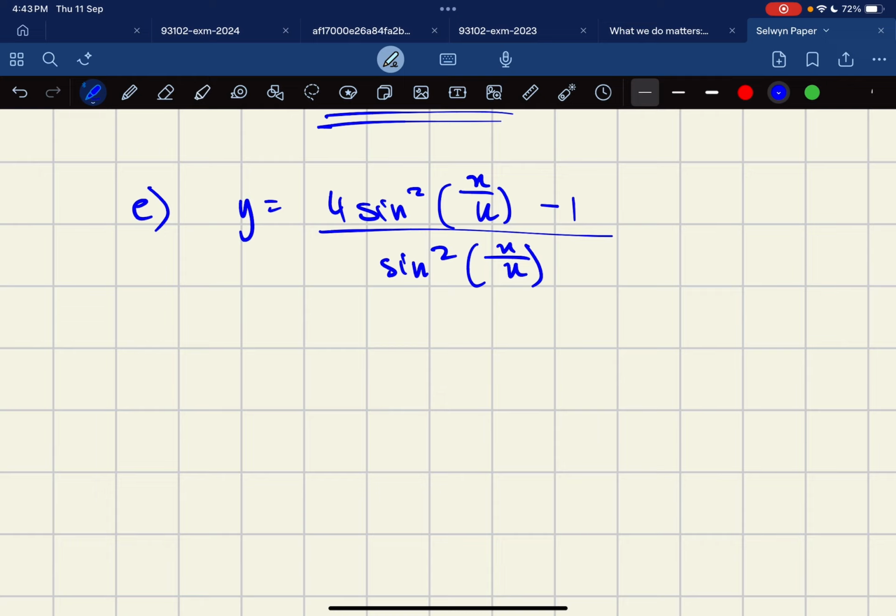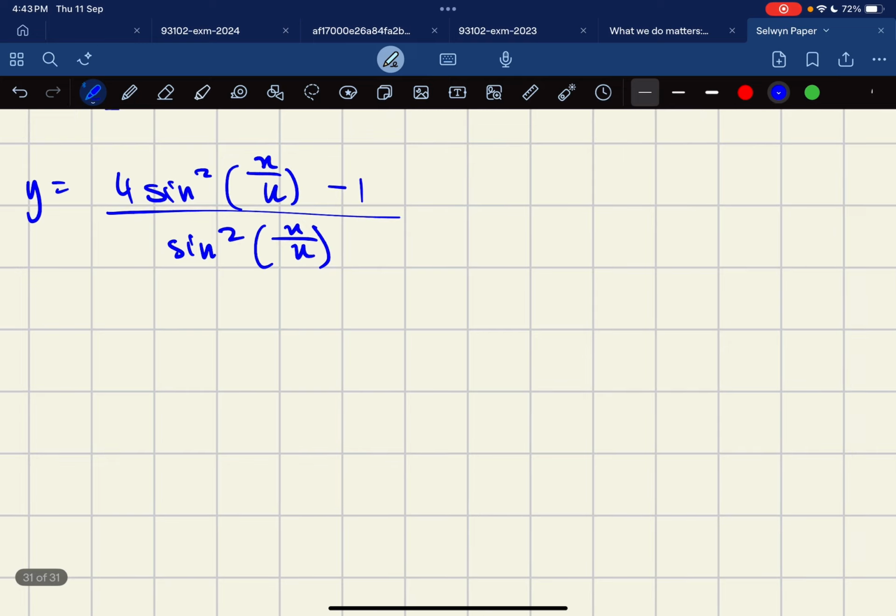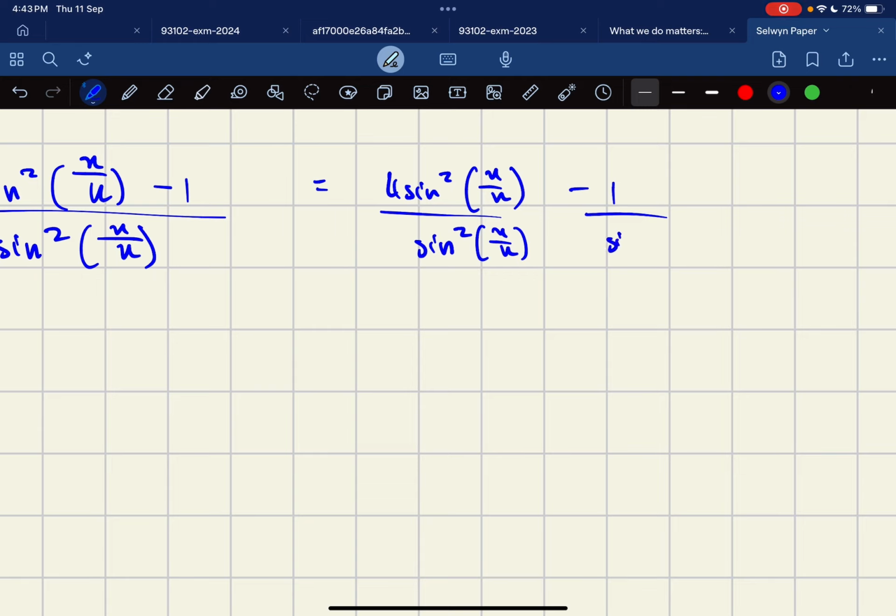Okay, so I'm trying to figure out a way to integrate this function. And I'm trying to look for relationships here. I can see that I might be able to do, no, I probably can't do a substitution. I might need to use some rules here. I can technically separate this out into 4 sine squared of x over k over sine squared of x over k, and then minus 1 over sine squared of x over k. And then this gives me 4 minus 1 over sine squared of x over k, which is possible.